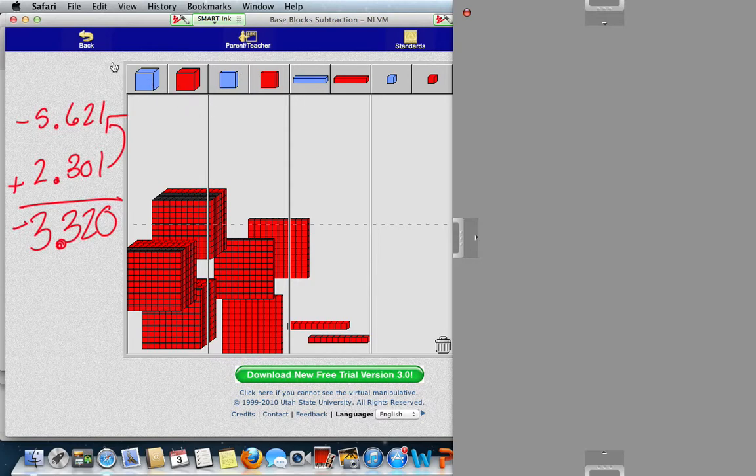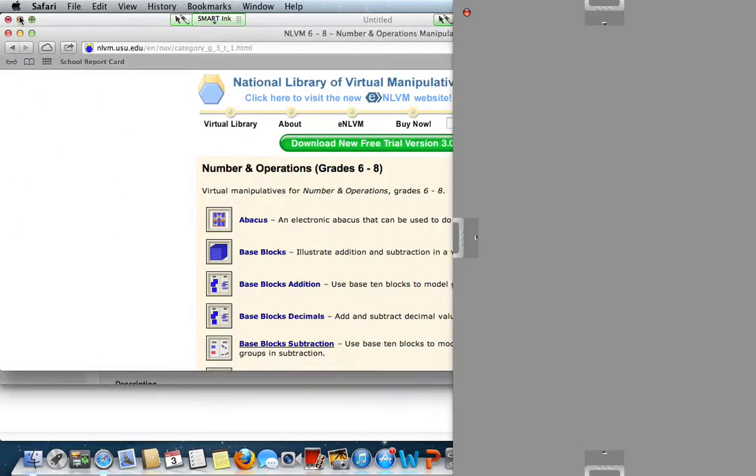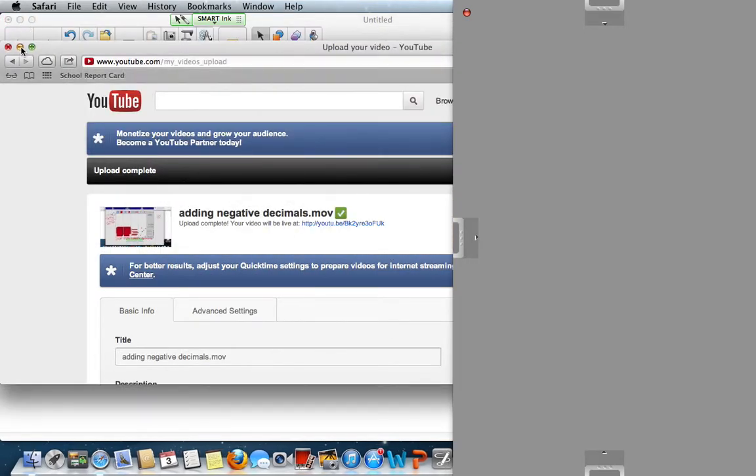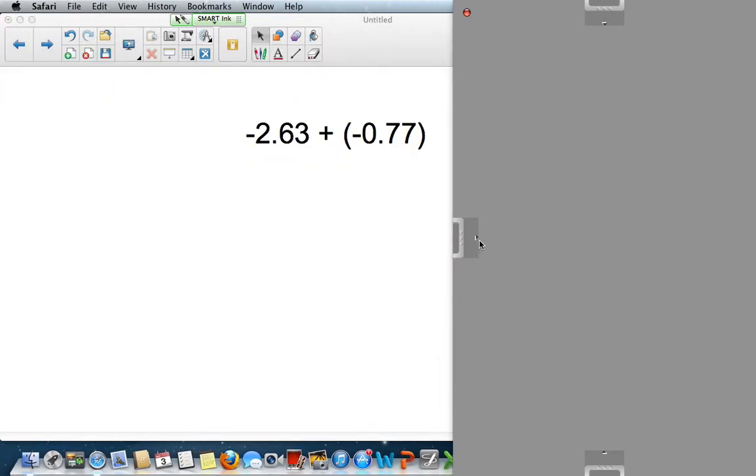So let's try them without the chips now. Just a couple to make sure that we are all on the same page.